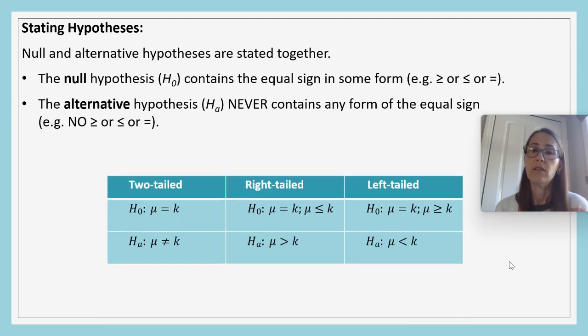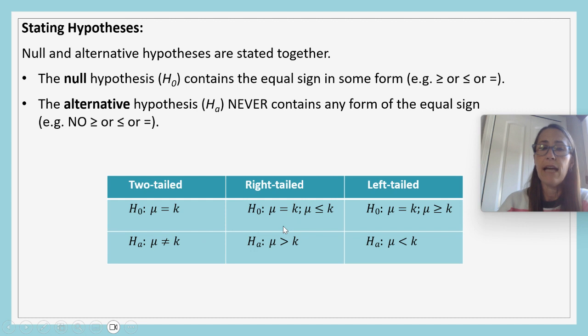So here we have a little table that shows some of these options. In this top part, this is a two-tailed test. The null hypothesis says the mean mu equals some value k, and the alternative hypothesis says the mean does not equal k. So that's two-tailed. It could be greater than or less than, it just doesn't equal k.